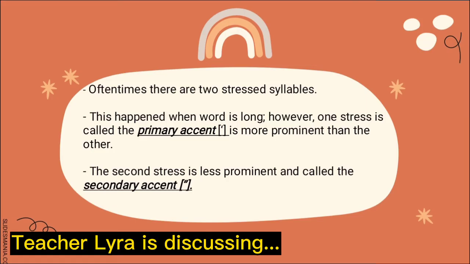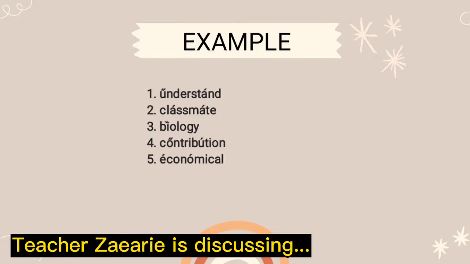Oftentimes, there are two stressed syllables. This happens when a word is long. However, one stress, called the primary accent, is more prominent than the other. The second stress is less prominent and is called the secondary accent. Examples: understand, classmate, biology, contribution, economical.